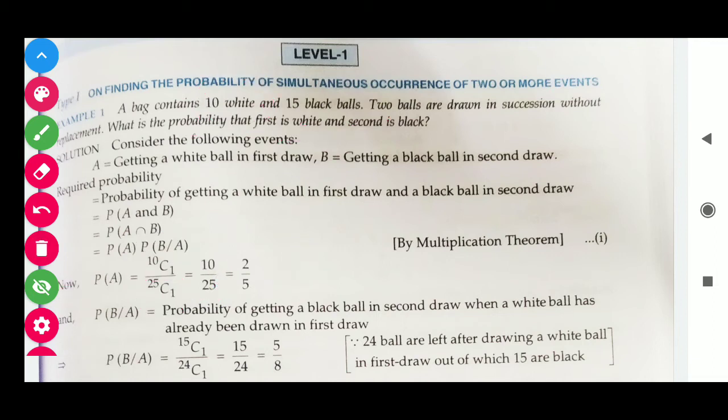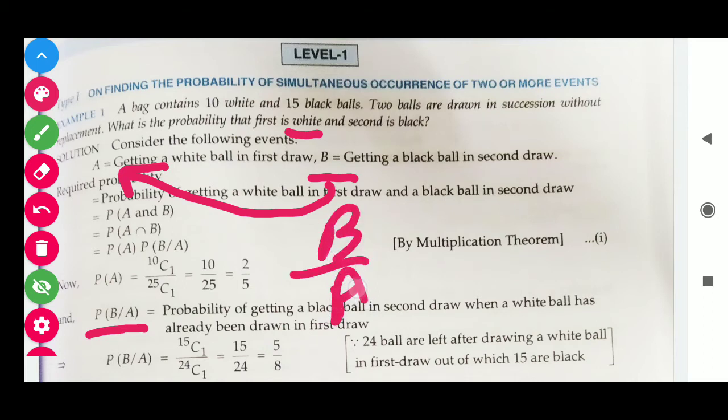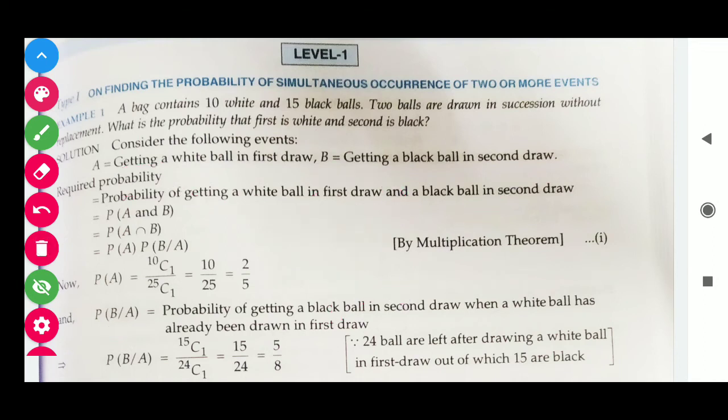Now probability of B over A, because students we have selected the white ball but we haven't replaced the white ball. Because we haven't replaced the white ball, the second event B is totally dependent on A. So we write here B over A, and B over A means the probability of occurrence of B when A has already occurred. Here A has already occurred, so we write probability of B over A.